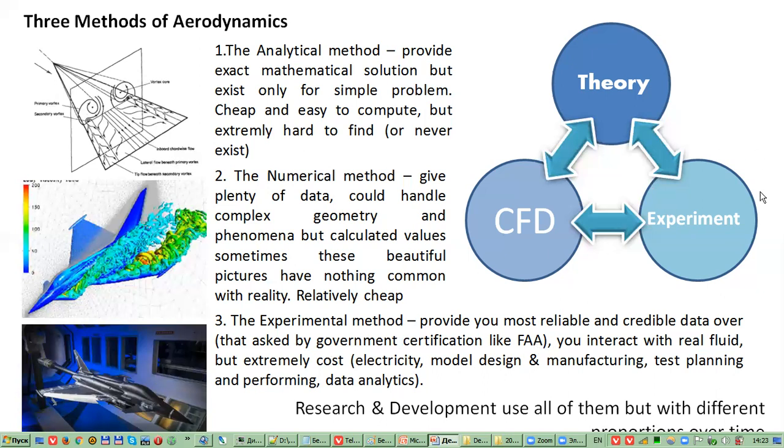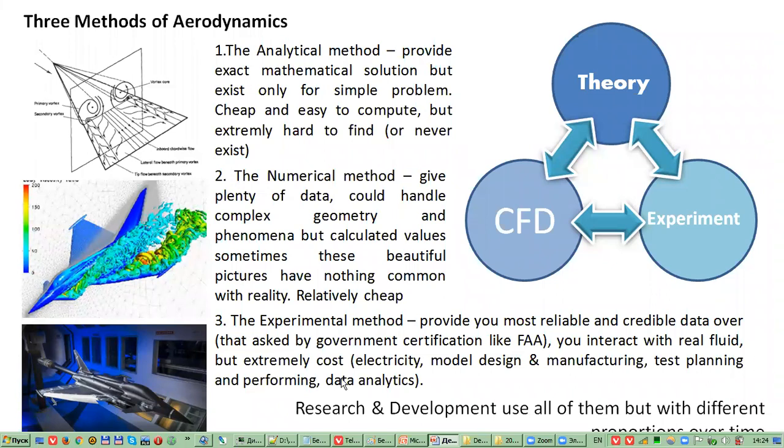Only in the experimental method do you work with the real world and real fluid, real air. In these 2 methods, theory and CFD, you work with a mathematical model. And in the experimental method, you work with a physical model made from metal, from glass, from plastic. And this model you put in real fluid. So reality is only in the experimental method. Theory and CFD don't give you real data.